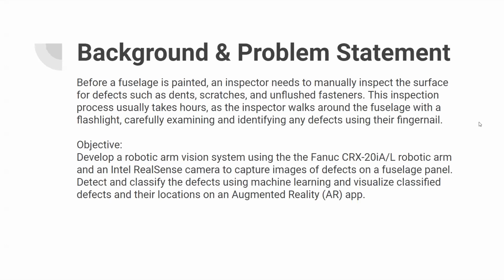Background and problem statement: before the fuselage is painted and delivered, the inspector needs to manually inspect the surface for defects such as dents, scratches, and fuselage fasteners. This inspection usually takes hours, and the inspector walks around the fuselage with flashlights, carefully examining and identifying any defects on the fuselage using their fingernails.